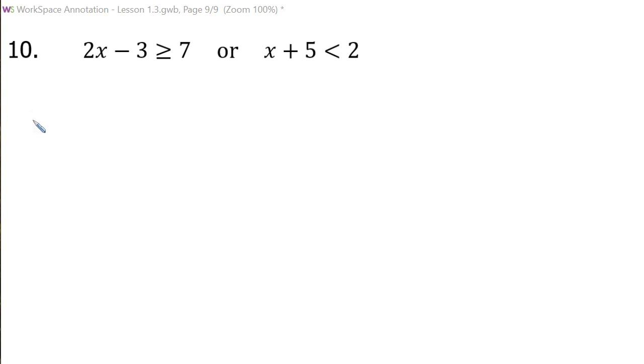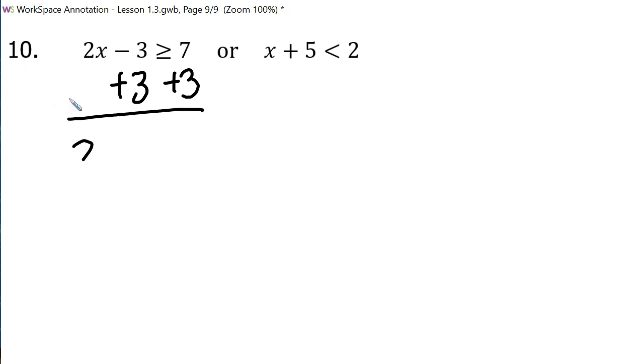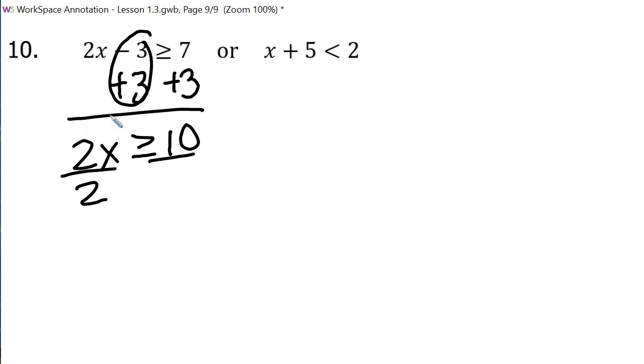What's step 1? Add 3 to both sides. Bring down the 2x. Negative 3, positive 3 is a 0 pair. Bring down the greater than or equal to. 7 plus 3 is 10. Divide both sides by 2. That gives us x is greater than or equal to 5.